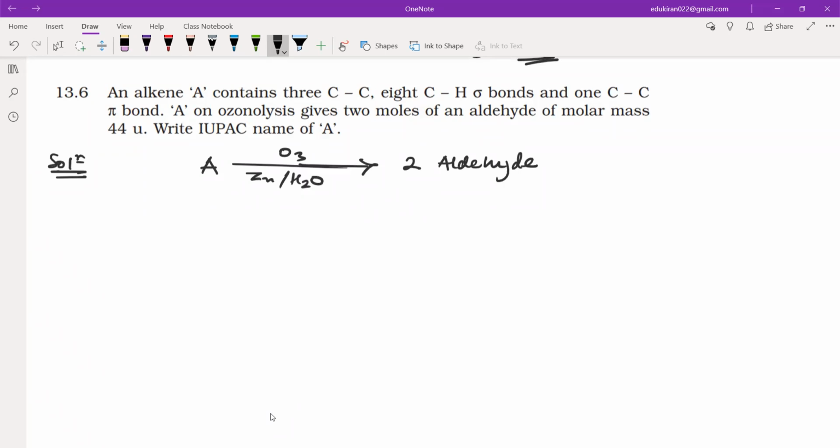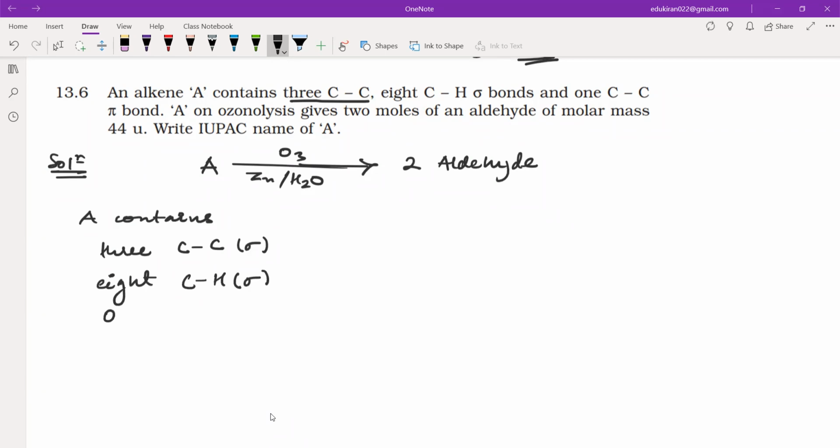Now it is saying this A contains three C single bond C. ठीक है, कितने हैं बताइए? 3 single bond C. 3 single bonds है ना? There are 3 CC bonds, and I can write sigma here. Okay, sigma bond है. Then I have 8 CH bonds. That is also sigma bond because CH sigma hoga. And then we have 1 CC bond, that is a pi bond. Yes or no? Yes, sir.